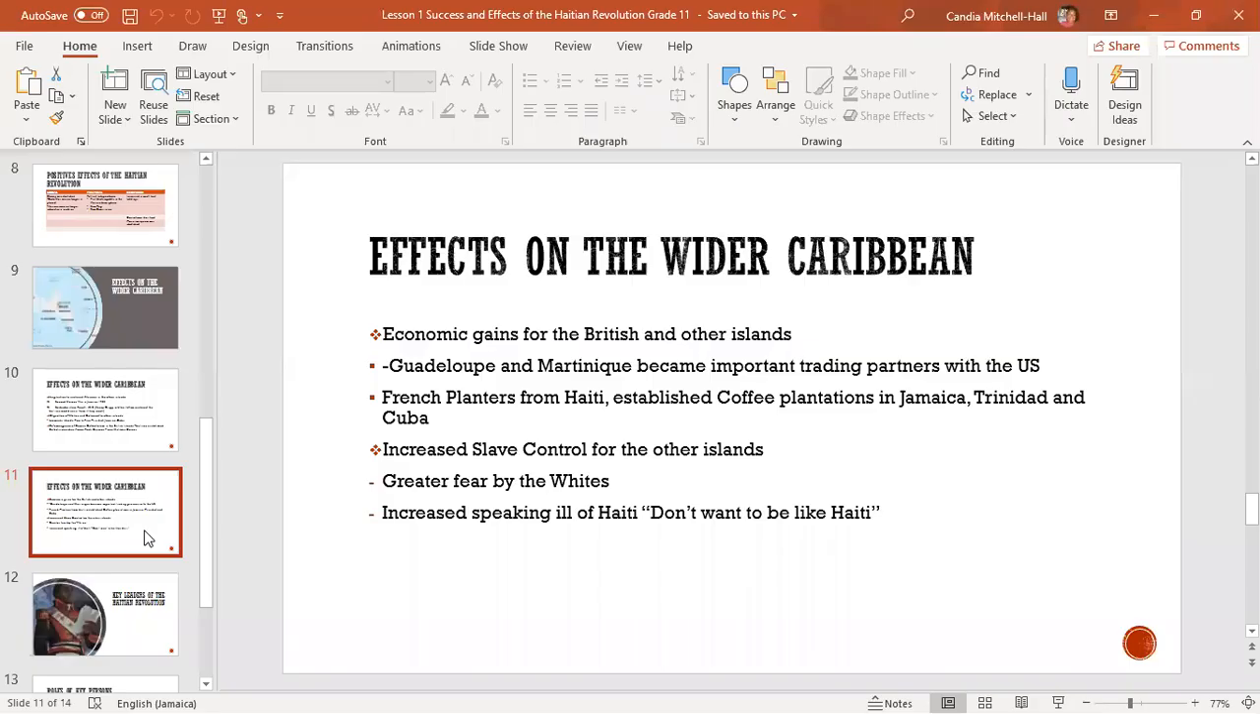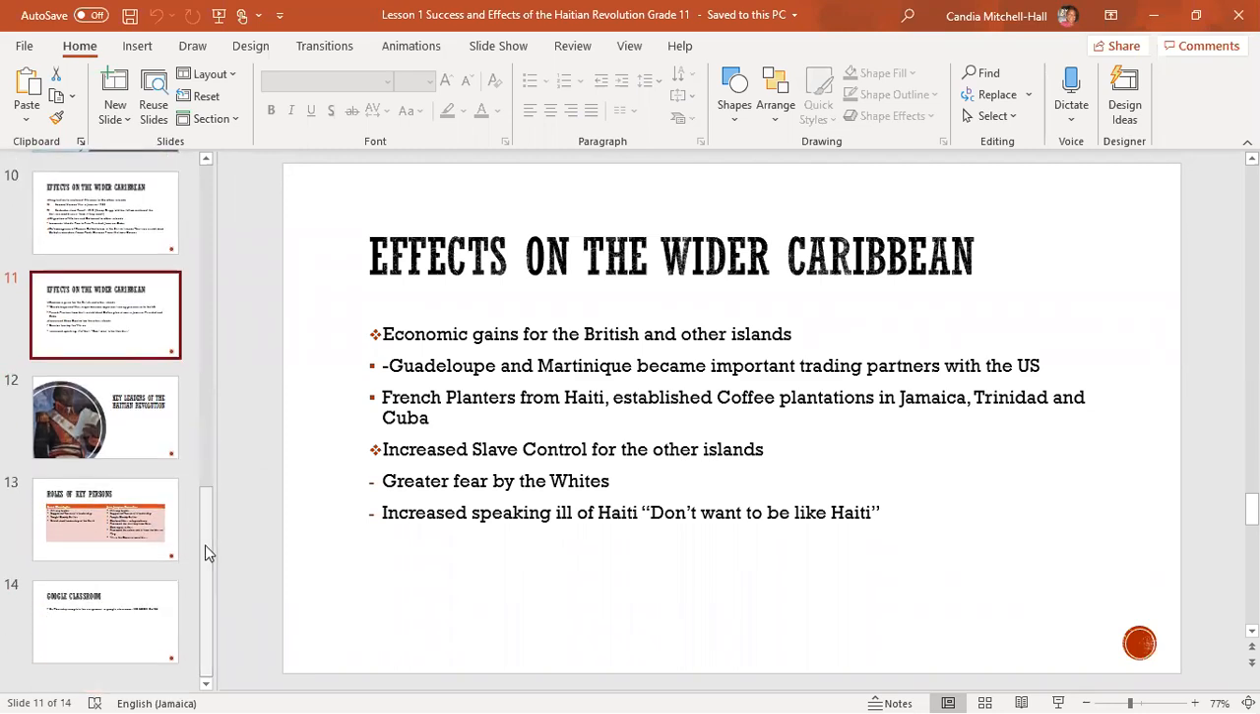And they're also going to speak ill of Haiti. They don't want to be like Haiti. And even today, people speak ill of Haiti, speak of Haiti in a very negative way. That is something that the whites should have inculcated in us from the period of the Haitian Revolution. All right? Next group.